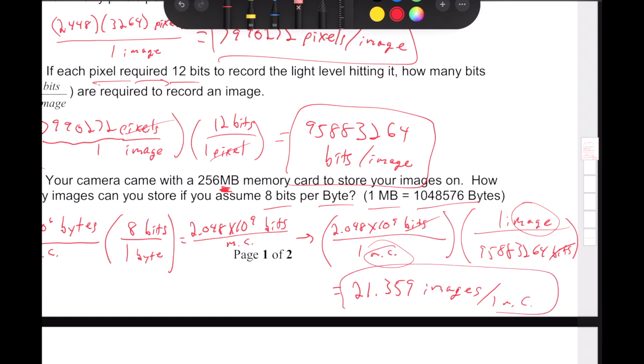Now, they might ask you, hey, what is the number of whole images, right? Because there's this 0.359 of a picture. So that'd be like a picture that's only 40% complete. Sometimes pictures have errors like this. So if we asked you for whole images, which we didn't, but if we did, that would just be 21 whole images. Cool.